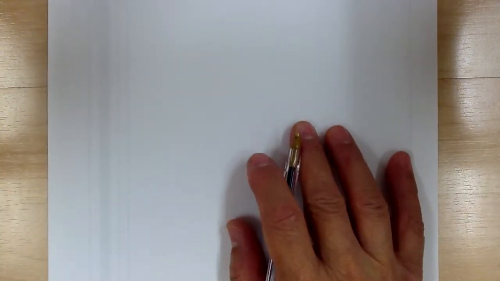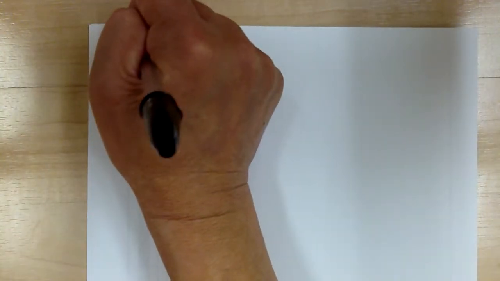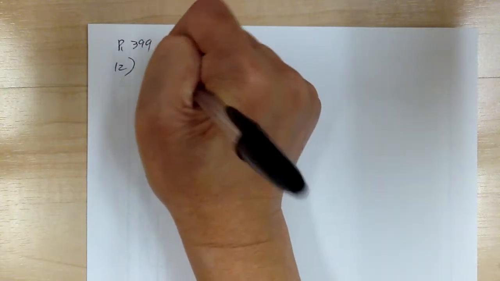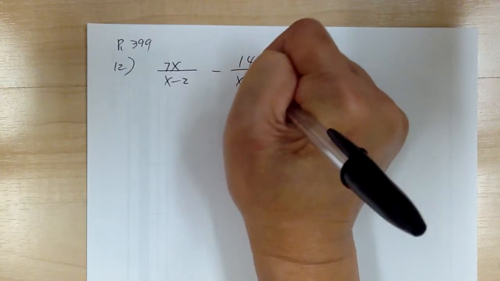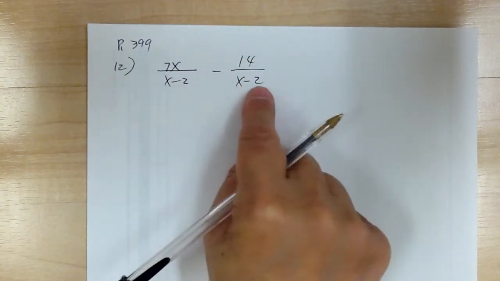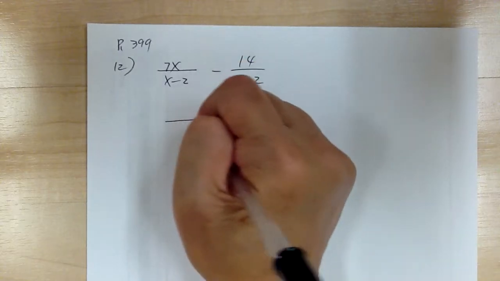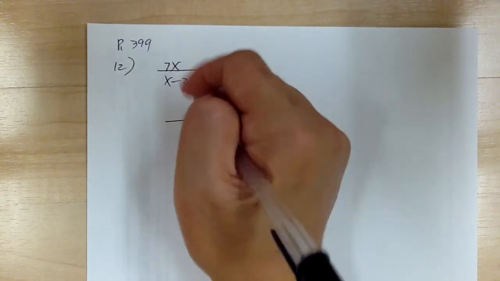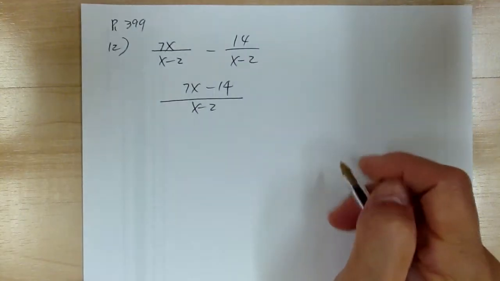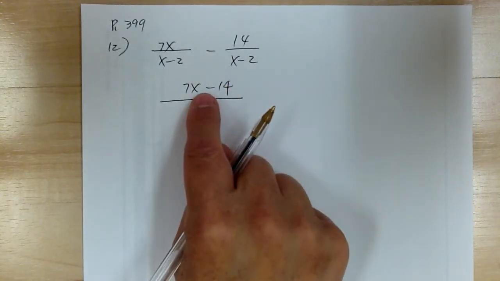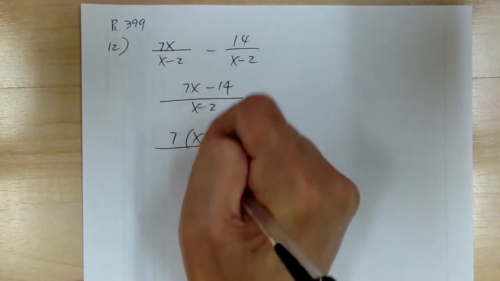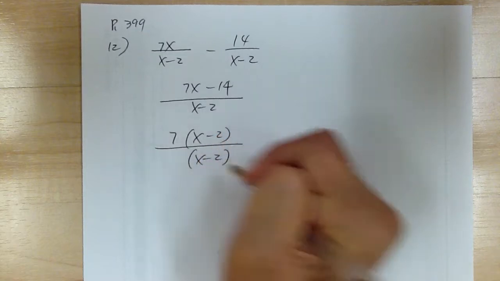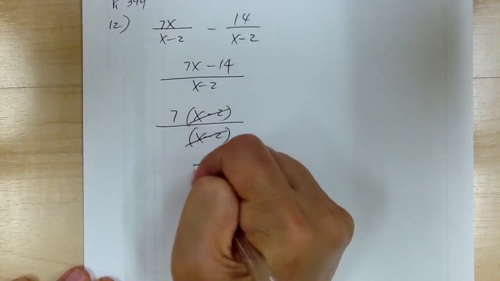Okay, let's go to number 12. You have 7x over x minus 2 minus 14 over x minus 2. So you can check for common denominator. They are the same, so you can go and perform the operation. So you got 7x minus 14. Then again, when you see addition, subtraction, you have to think about factoring. So you can factor out the 7. So you get x minus 2. On the bottom, you can group them. So this can cancel. So the answer would be 7.